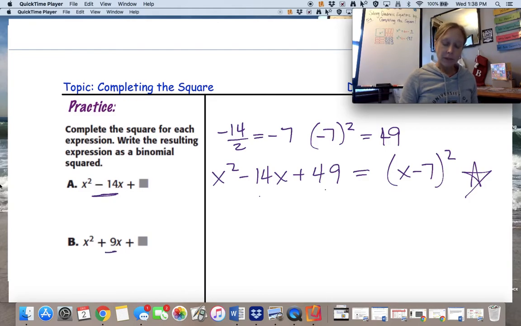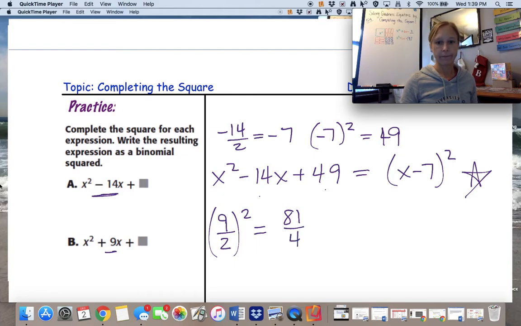All right, my b term is 9. Half of 9 is 4.5. We're going to avoid decimals, okay? So this is a simplified fraction, 9 over 2. I guess that's what I've got. Now if I square that, I would get 81 over 4. Okay? All right, let's write that out. x squared plus 9x plus 81 over 4.